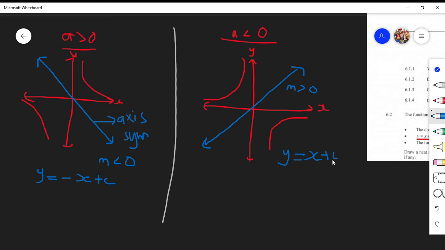Does that make sense? It's kind of like the opposite. If A is greater than 0, m is less than 0. If A is less than 0, m is greater than 0. Yes?